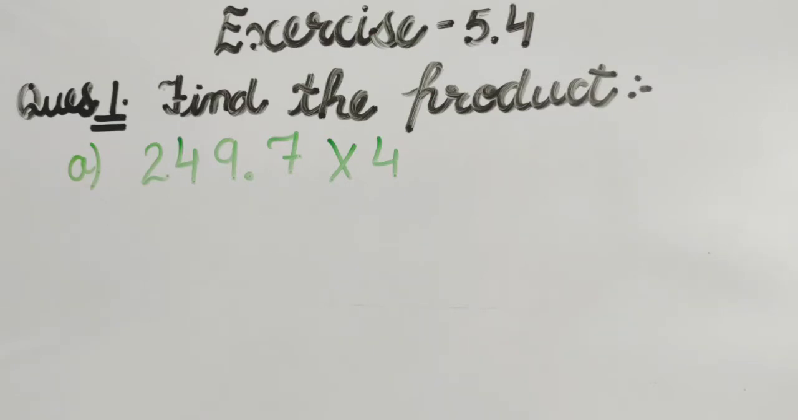Students, we were doing chapter 5 decimals. Today, we will understand the multiplication and division of decimals, which is a part of exercise 5.4. So let's start with question number 1, that is, find the product. Product means, students, we have to multiply when decimals are given to us.